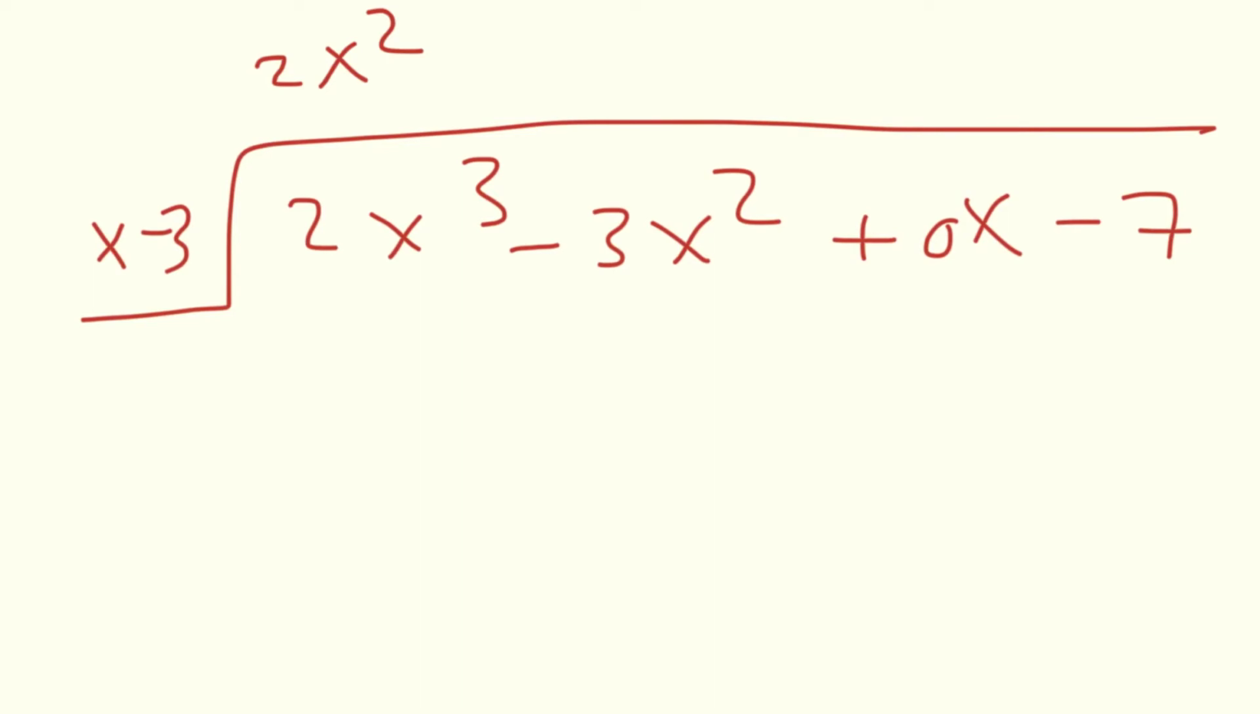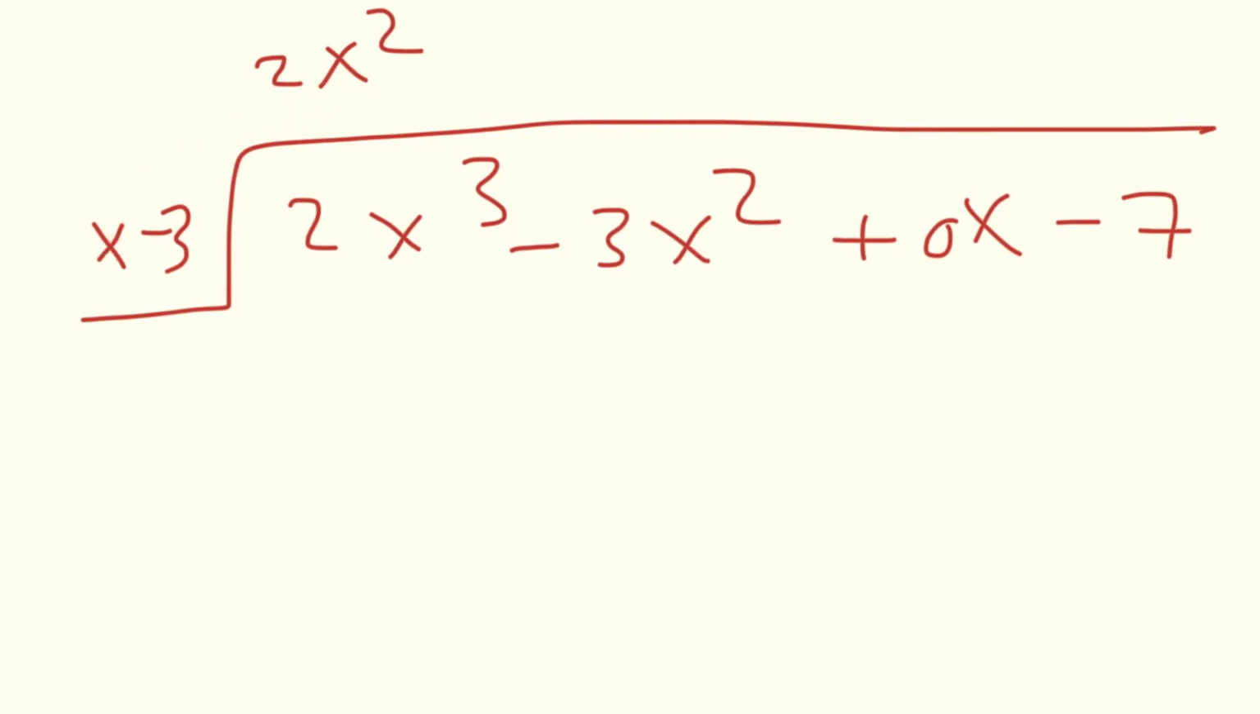Understand how this came? 2x cubed divided by x equals 2x squared. Is that clear? Anyone have a question about that? Okay. And then you take this and multiply it by both. It came from dividing the first by the first, but after I get it, I multiply by both. So let's multiply by both.